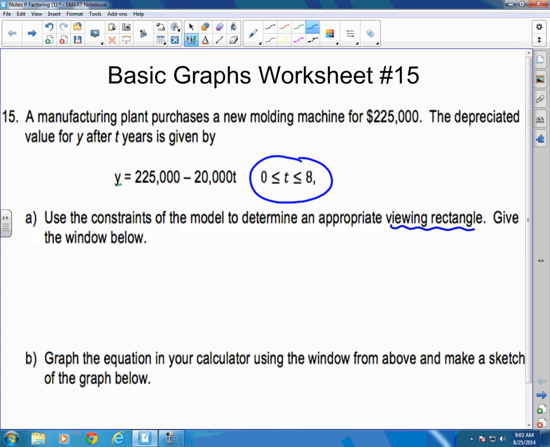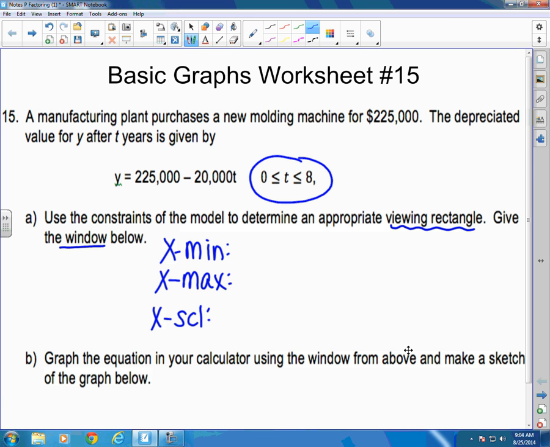So if you hit the window button in your calculator, and that's at the top of your calculator, in there we have x min, the x max, and then the x scale. So the x min is the first thing that we want to look at. And that would be up here because t is the independent variable and x is our independent variable.